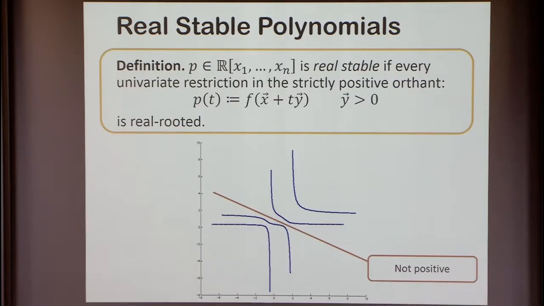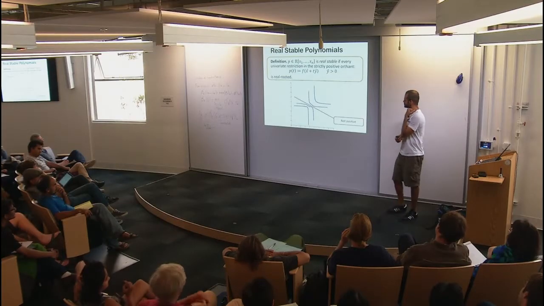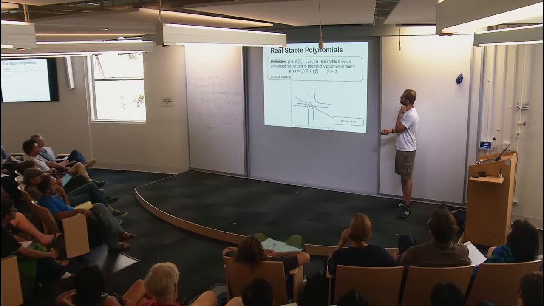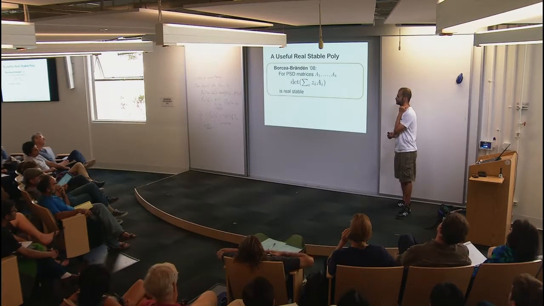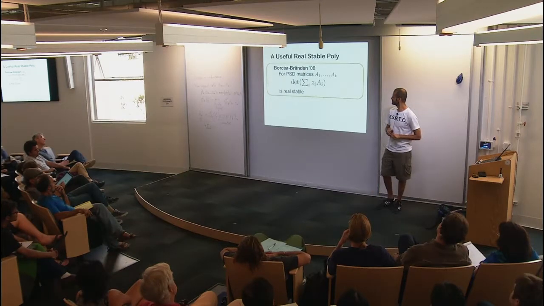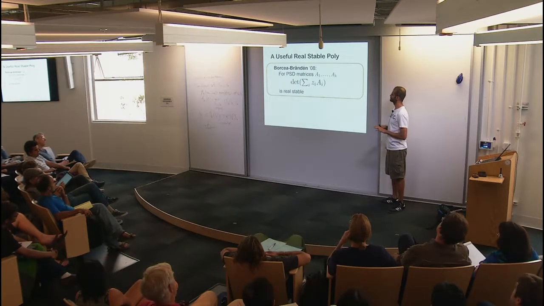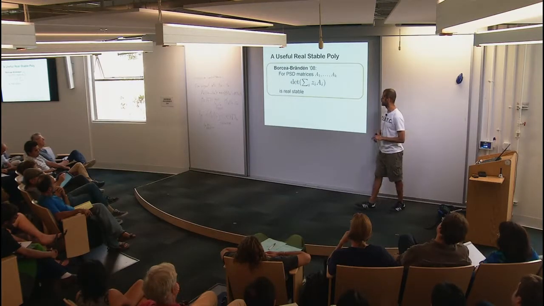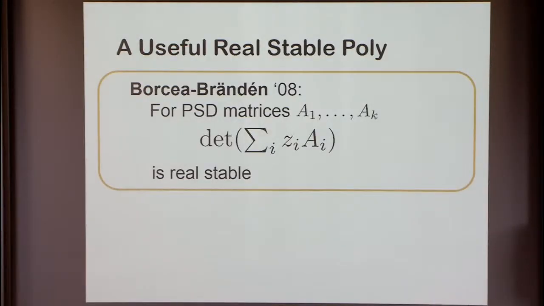Okay, so this turns out to be a really great notion. Let me first show you an example of a real stable polynomial, a very canonical, useful example that comes up a lot. It comes from determinants. This was proved by Borcea and Brändén in 2008, but I think it's been folklore for longer than that. What it says is, if you have some PSD matrices A1 through AK, then the determinant of the sum of ZiAi, where the Zi are the variables, is a real stable polynomial.